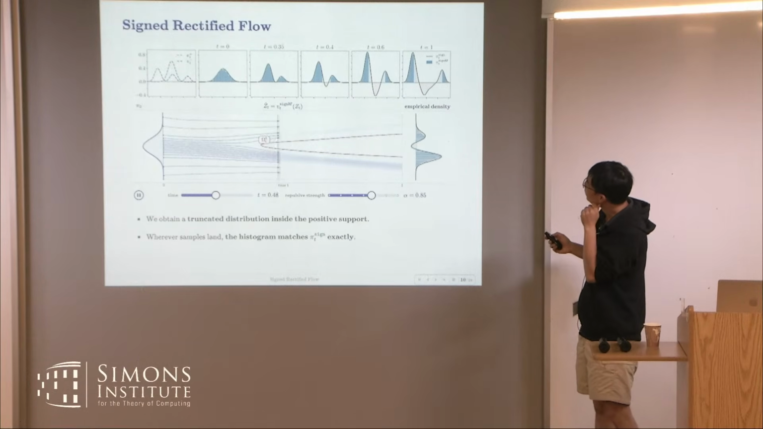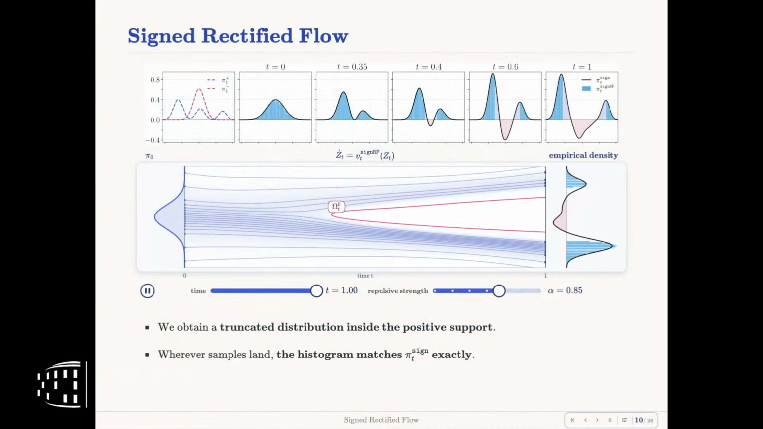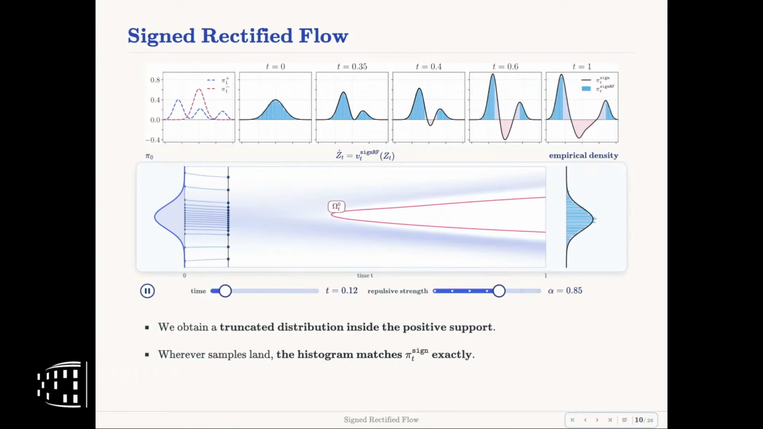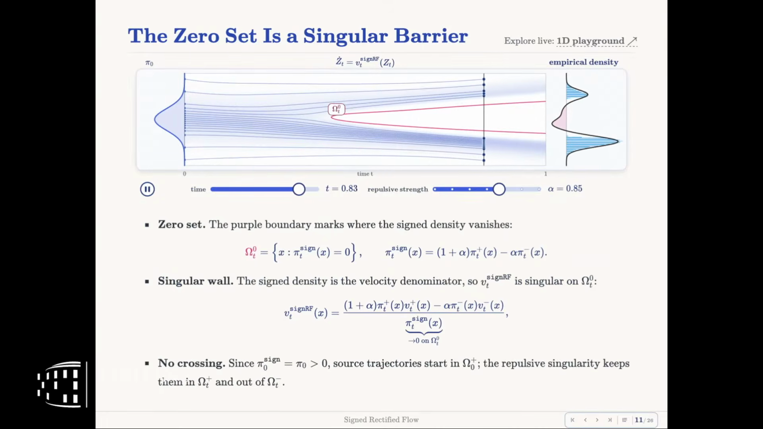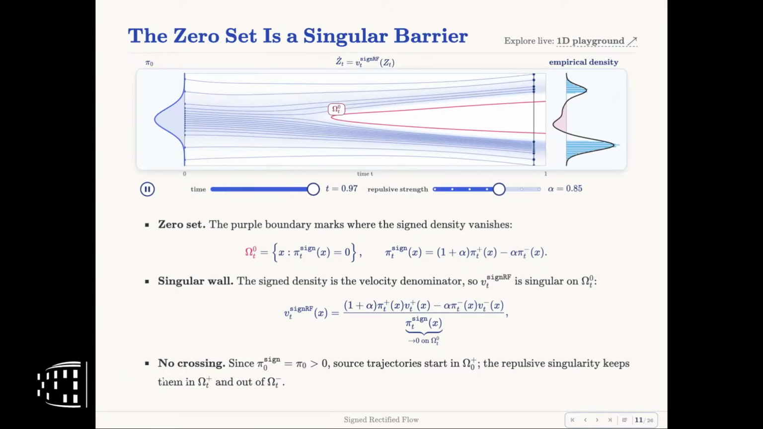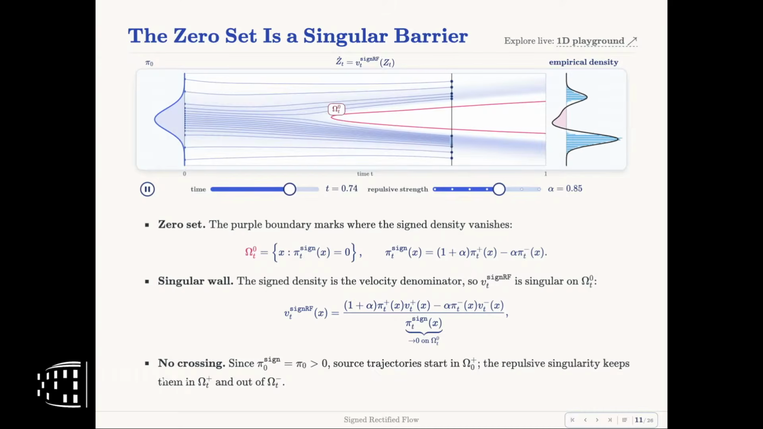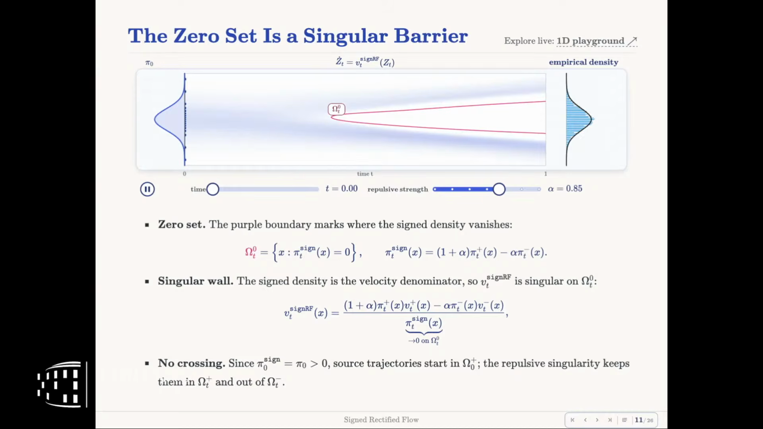Obviously we're going to explain why this actually happens. Here is the same plot, but let's look at it closely. Here, I'm defining this pi psi as the weighted combination, the extrapolation of the positive and negative densities. This is actually the signed density of the interpolation process, right?